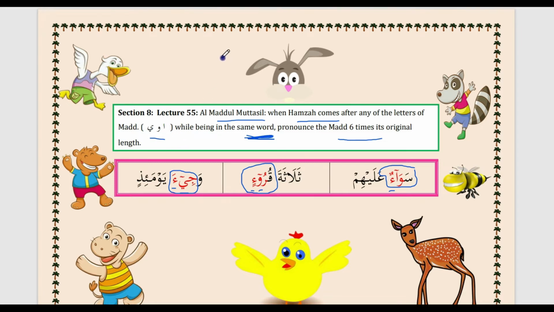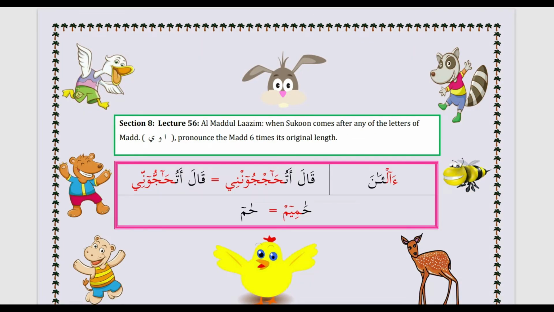Okay? The next mad that we're going to look at is called al-maddul lazim. Al-maddul lazim happens when sukoon comes after any of the letters of mad. Prolong the mad sound 6 times its original length. The one we did just now is when Hamza comes after any of the letters of mad while being in the same word. Here, when sukoon comes after any of the letters of mad, we do the same thing: we prolong the sound 6 times its original length. If we look at the example, we have this lam here, but the lam has sukoon.